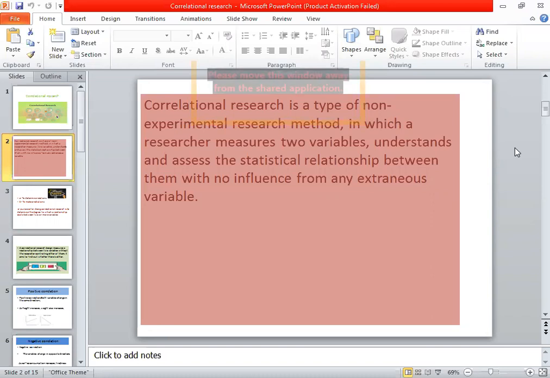Why? Because in quantitative research methodologies, you know that data is in the form of numbers. So the statistical relationship between those two different sets of scores on different variables is measured, with no influence from any extraneous variables, meaning other variables which are not of interest to the researcher. They remain in control, they are not studied.